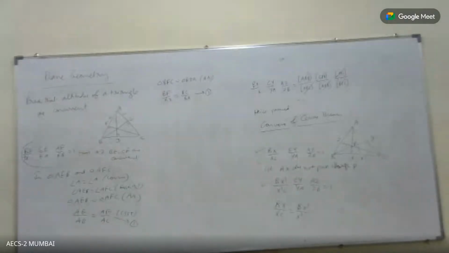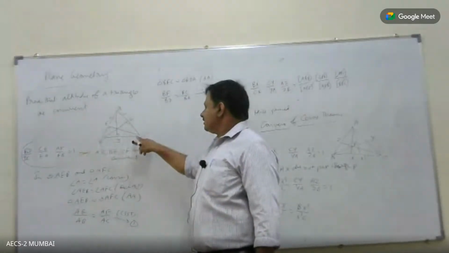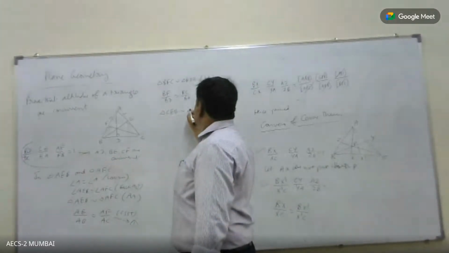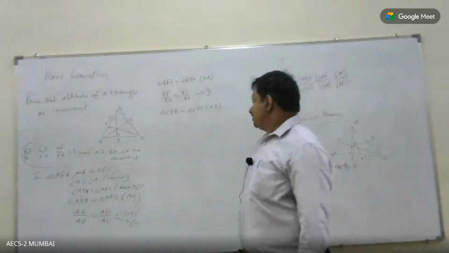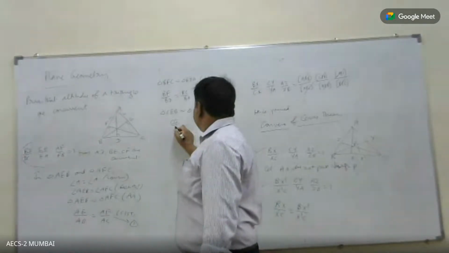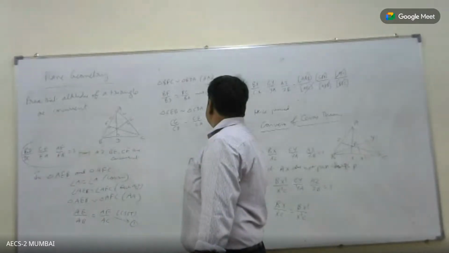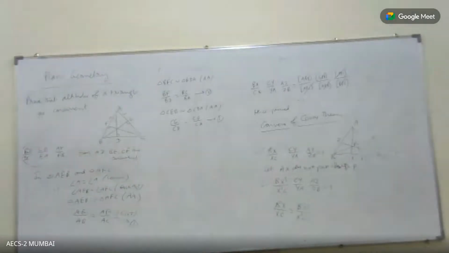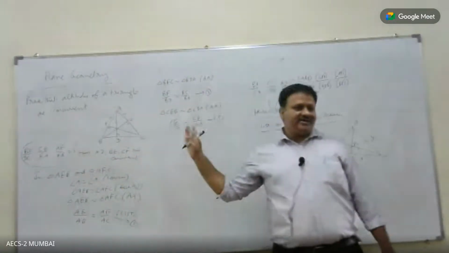What is the next set of triangles? Target these two ratios: CEB and CDA. Triangle CEB is similar to triangle CDA, again by AA similarity. So we have CE by CD equal to CB by CA. So whatever ratios we were looking for, all the terms are appearing on the left side.